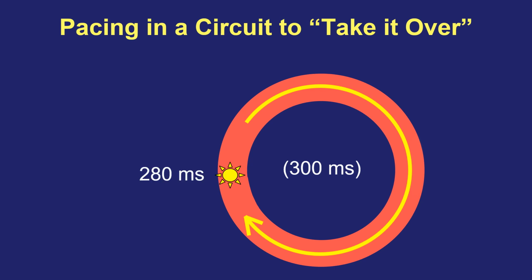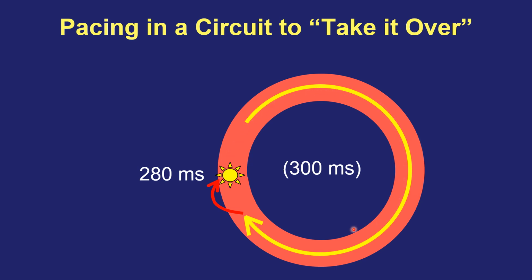You can pace in a circuit to take it over. Sometimes it takes several pacing pulses faster than the tachycardia to capture tissue that is excitable rather than refractory. So here's an example of that same circuit, which would go around at 300 milliseconds. We're going to pace in the circuit at 280 milliseconds. And each time we do so, we basically are jumping forward or leapfrogging forward within the circuit. We're not waiting for the circuit, the wavefront to come all the way around back to my pacing site, but instead the wavefront will travel around.